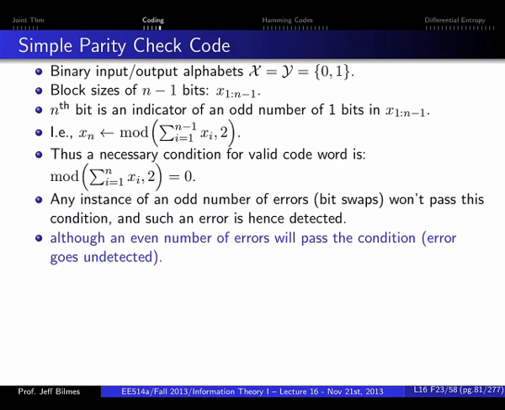Although if there are two errors, like if one 0 goes to a 1 and another 1 goes to a 0, we still have an even number of 1s, and we don't even detect that there was an error on the receiving side. This is kind of a weird thing, because you might think, well, what channel would be more likely to have an odd number than an even number of errors? That's probably unusual. But still, that's what we've got for right now. We're, of course, going to improve upon the situation.